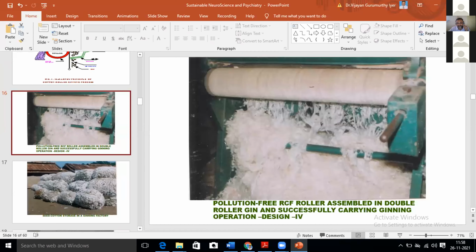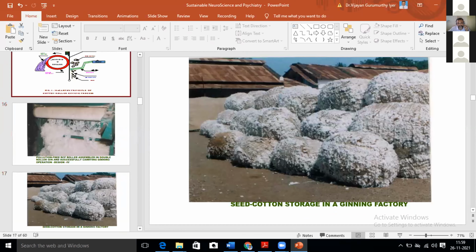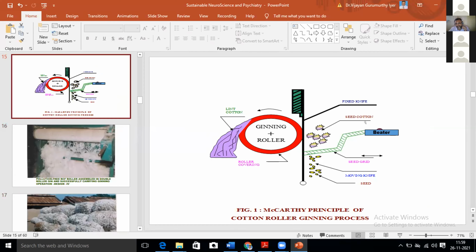You see, this is the lint cotton. It is on a macro scale. This is lint cotton. You wear the shirt and the pant and all, so this is made up of this lint cotton, right? So here the lint cotton is separated and the seed cotton is separated.